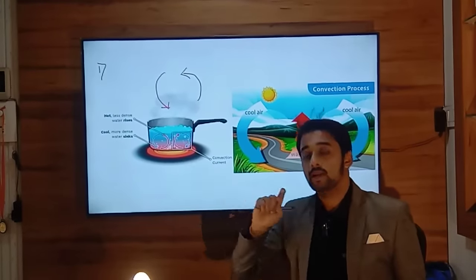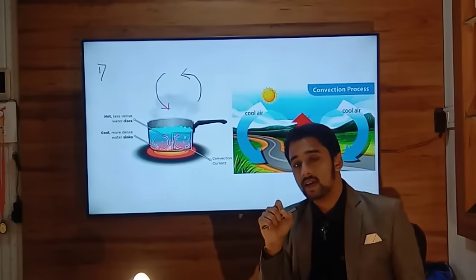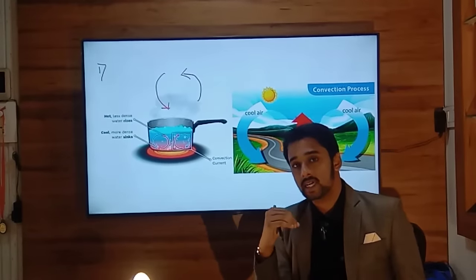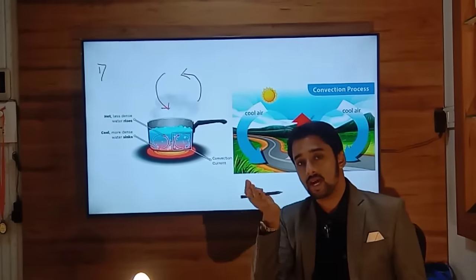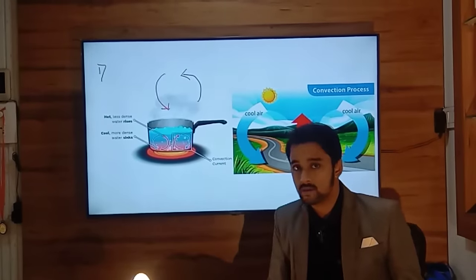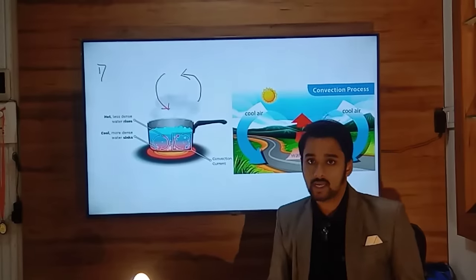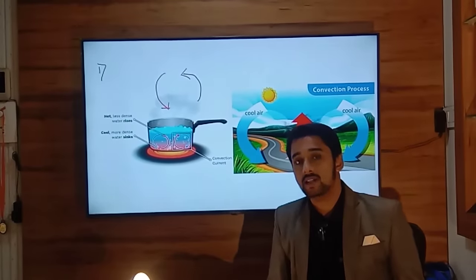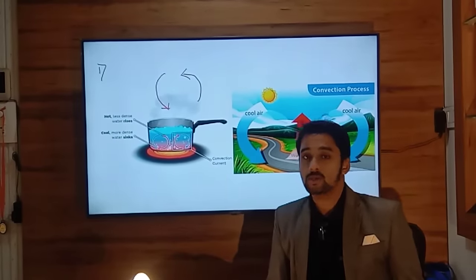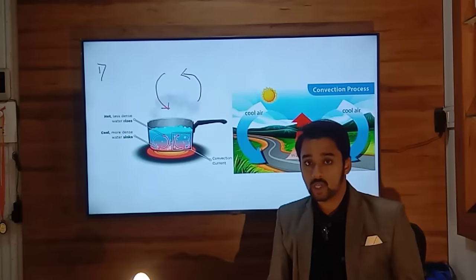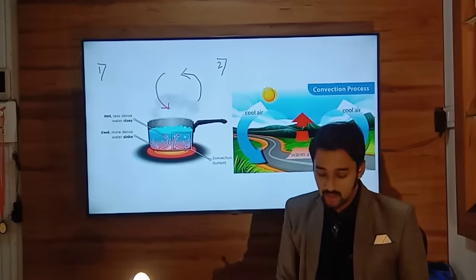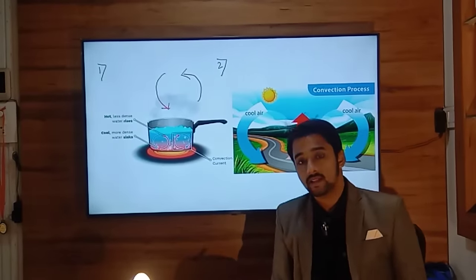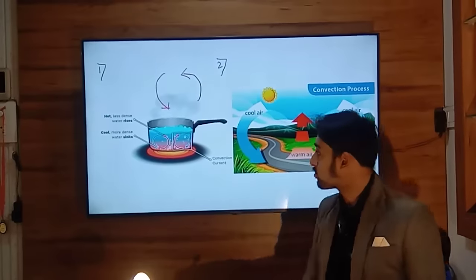This heat will be distributed in a way that the layer which gets heated has its density decrease and goes up. To replace that, cold dense water will come down. So on and so forth, a cycle is established, and this is called a convective cycle. The process of transfer or distribution of heat through this process is called convection. Now let's take this example to a large scale. The same thing happens in the atmosphere.